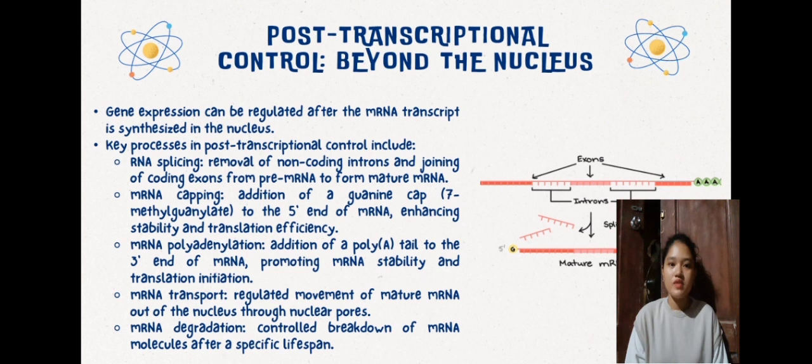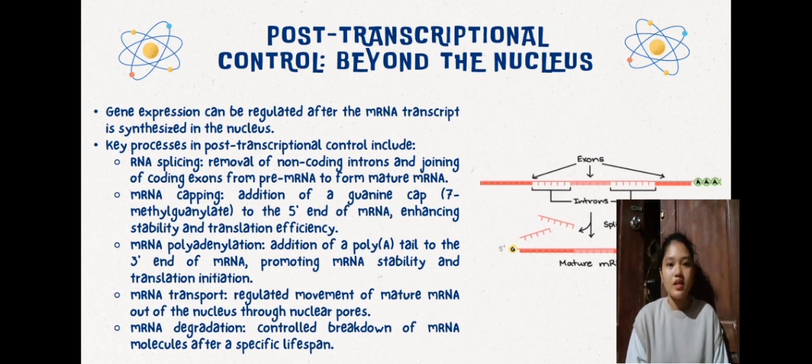Here's a breakdown of some key processes in this behind-the-scenes world. First is RNA splicing, the removing of non-coding introns and joining of coding exons from the pre-mRNA to form mature mRNA. mRNA capping is the addition of a guanine cap, or 7-methylguanylate, to the 5' end of RNA, enhancing stability and translation efficiency.